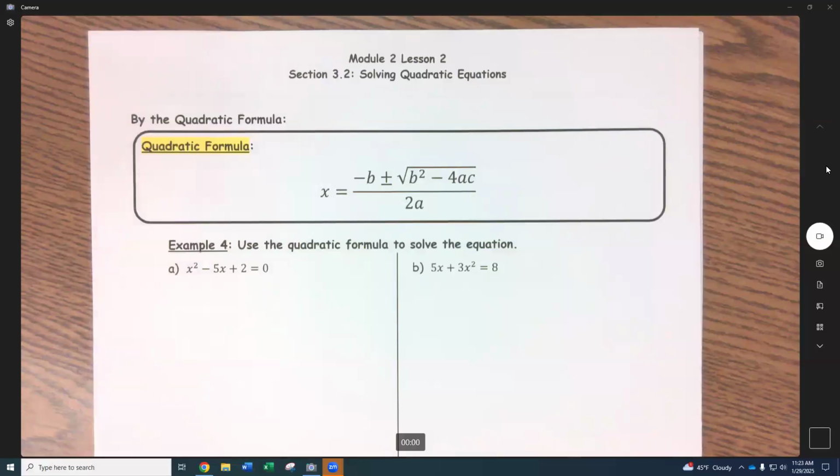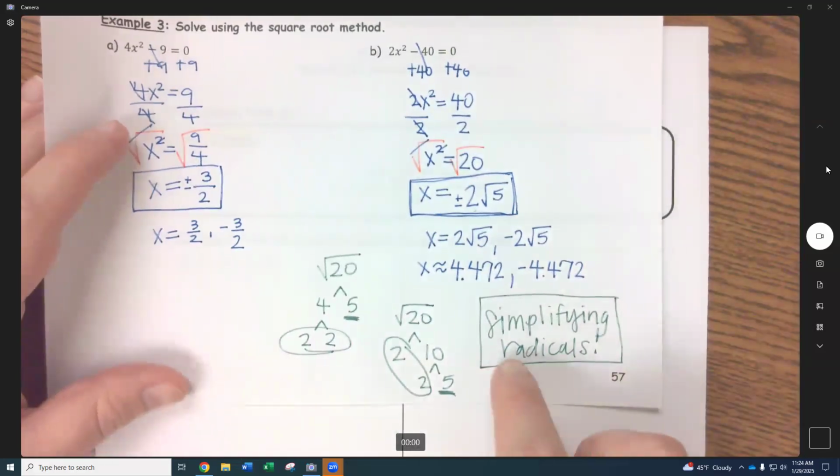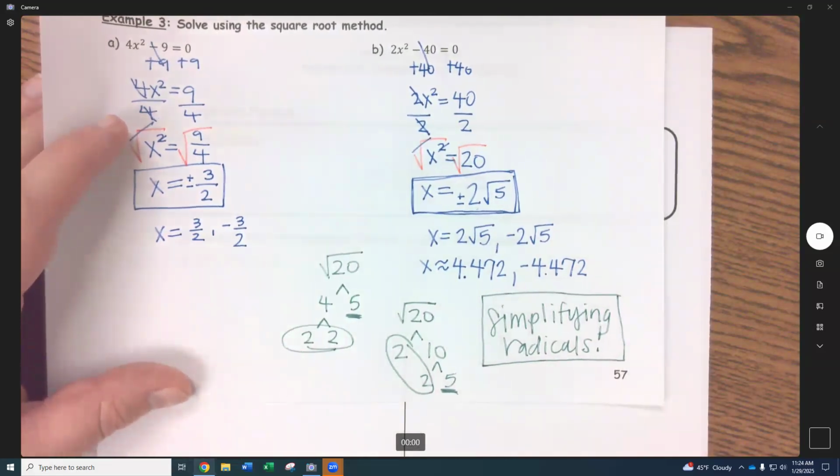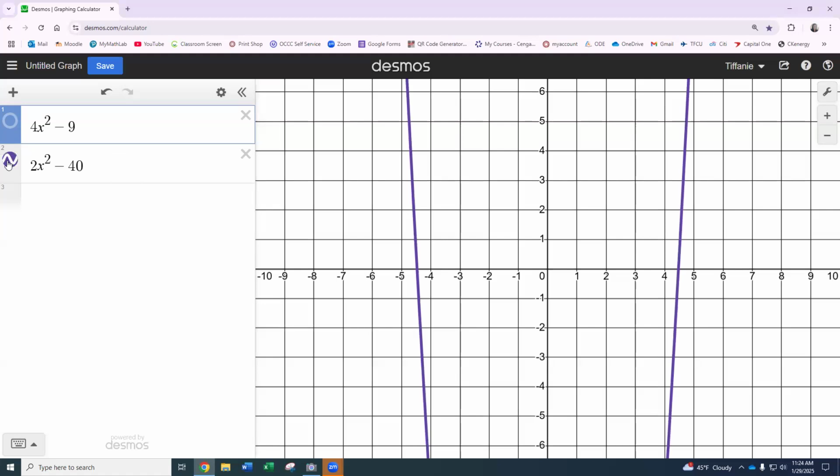The last method we're going to cover is solving quadratic equations by the quadratic formula. Before I actually get into that though, I got kind of tied up on showing you simplifying radicals from last video. I do want to quickly show that you can also see those answers that we wrote down in here. So where is it crossing at that negative 0.427 and at that positive 4.72? So you can still see it.